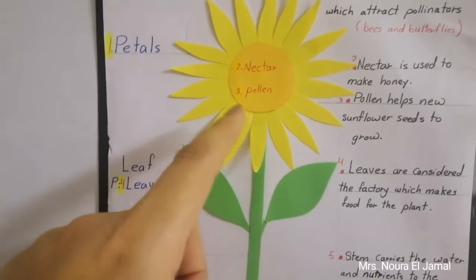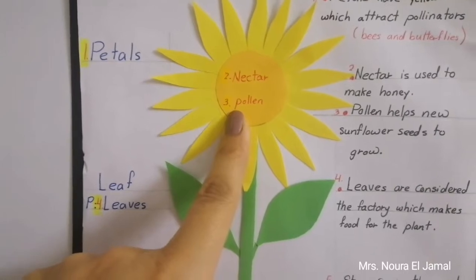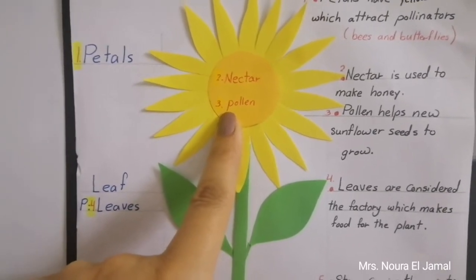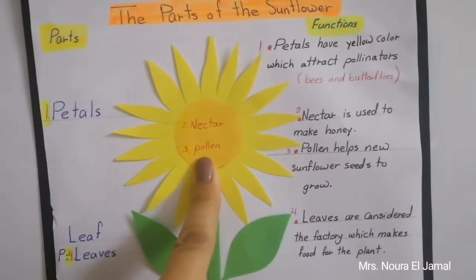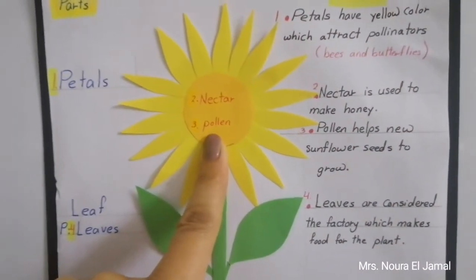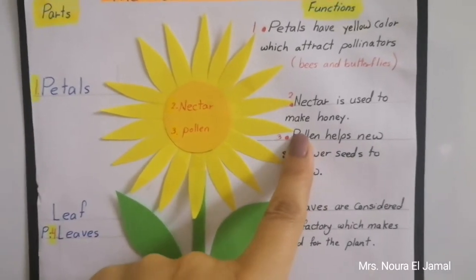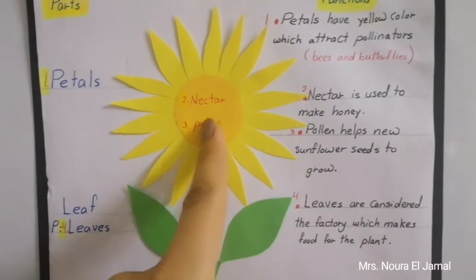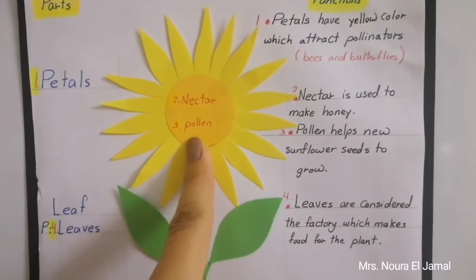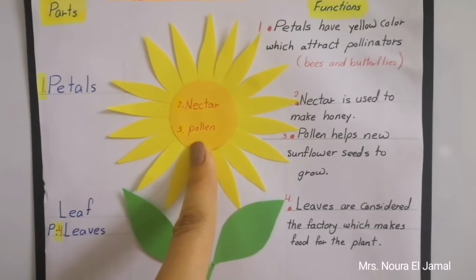Okay, what else? We will talk about pollen. What's the meaning of pollen? And who brings pollen to the flower? Pollen helps new sunflower seeds to grow. What's the meaning of pollen? Pollen is a powder.